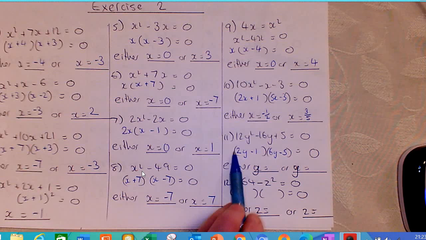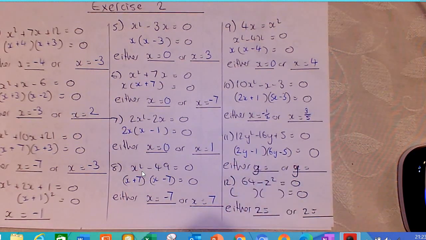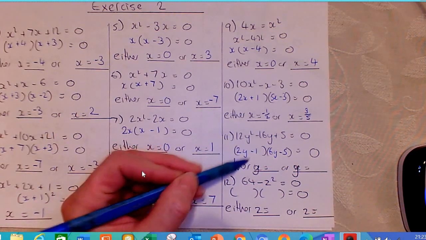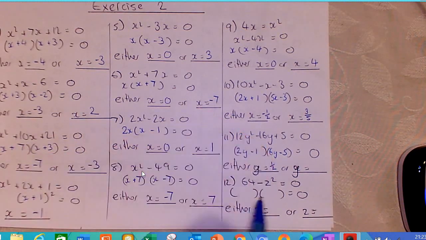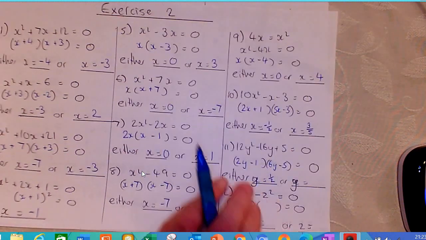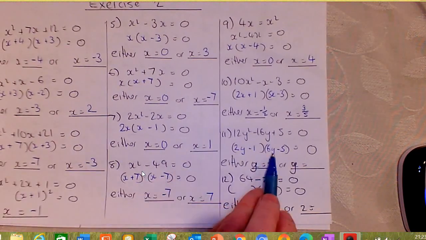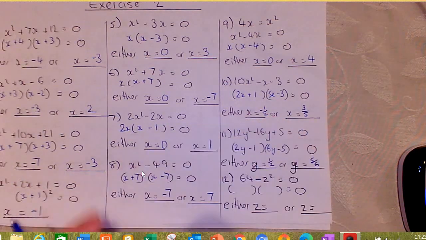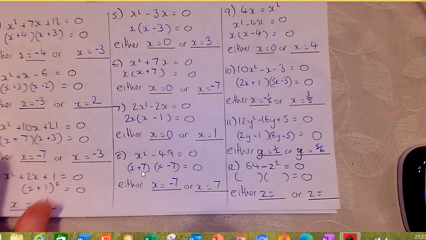I can double check, that's 12y squared. Take 10y, take 6y, add 5. Okay, so that's correct. So 2y has to equal 1, so y equals a half, or 6y has to equal 5, so y equals 5/6. And then if you're just doing 1 to 12, this is your final one.